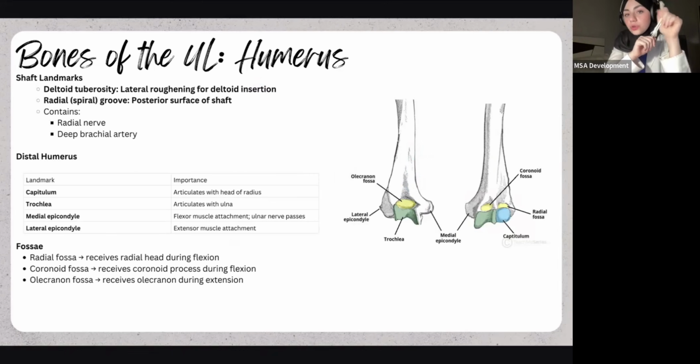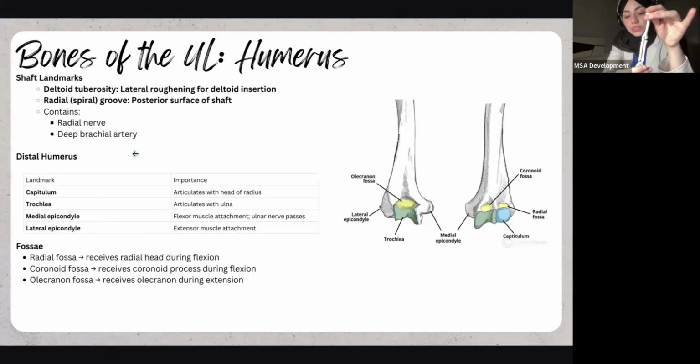But what I want you guys to know for the purposes of later on in the session is, first of all, the deltoid tuberosity. Now, the deltoid tuberosity is a structure laterally, and it's going to be just a small bump. This is where the deltoid muscle will attach to it, right? The second thing is going to be the radial groove.